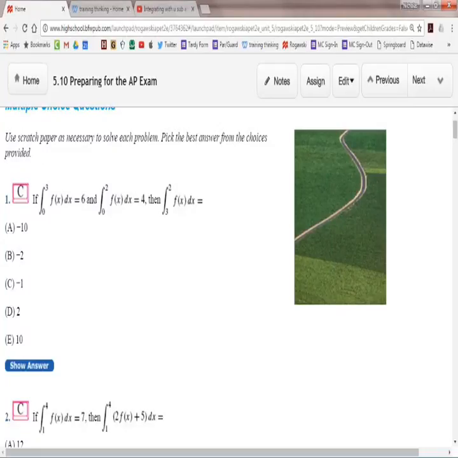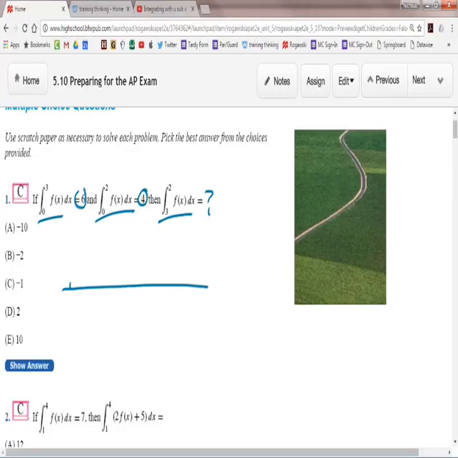This is the AP review for Chapter 5. Alright, whenever I get problems like this where they give me an area of an interval right there, here's another area of a different interval, but same function, and then they give you this interval right here, to find this, I like to draw lines.